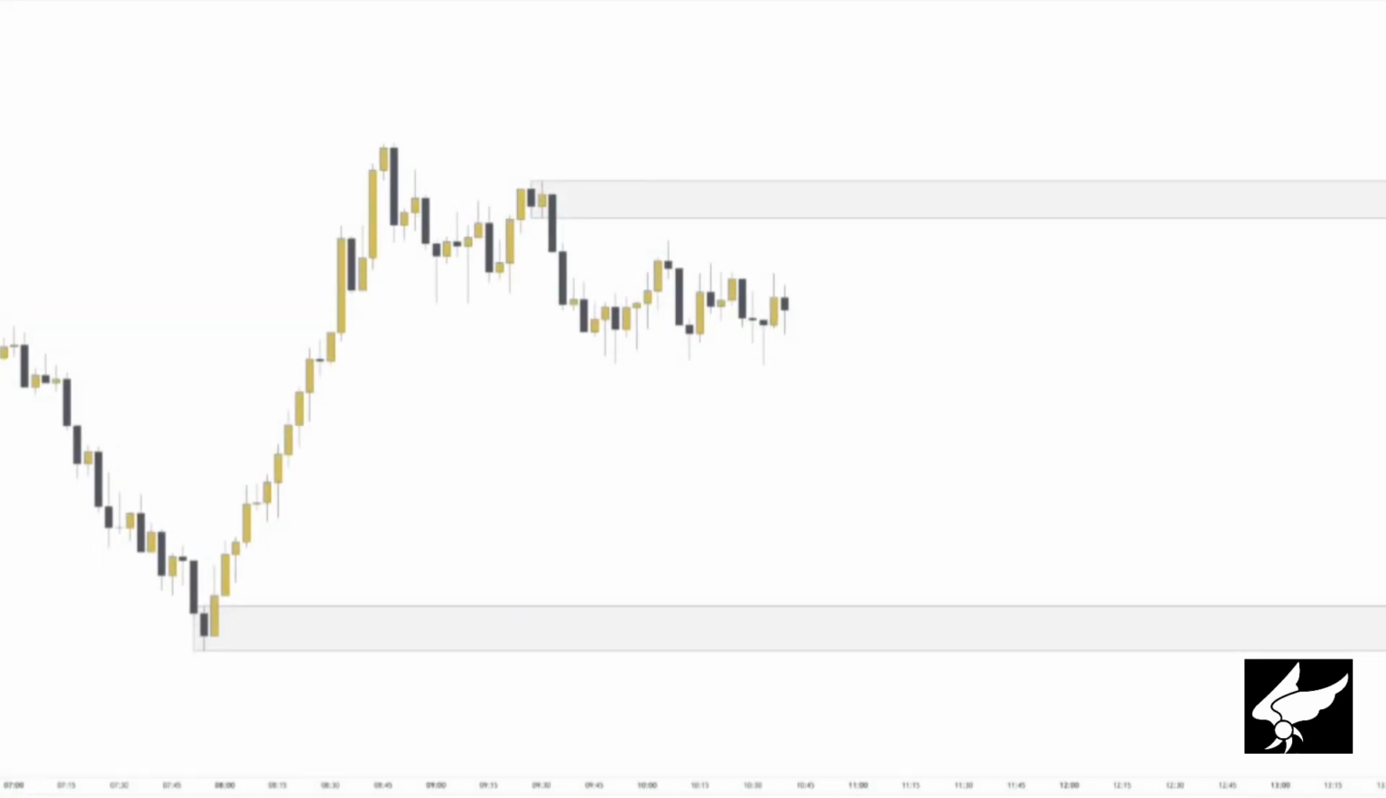In today's video, we're going to be taking a look at how I made over 14.5 R in just 2 trades. So the first trade that we're going to be taking a look at is GBP JPY, and we're currently on the 3-minute time frame.